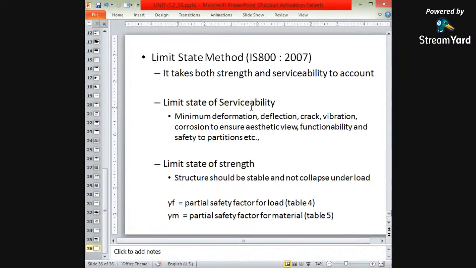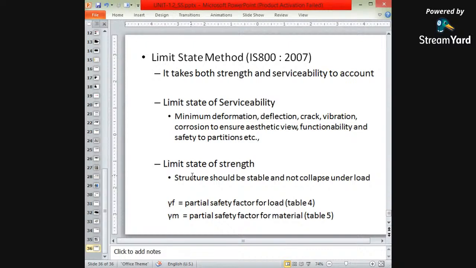Again, what is the limit state of serviceability? Minimum deformations, deflection, cracks, vibrations, corrosion, to ensure aesthetic views, functionality and safety of partitions. That means there will be minimum deflections, minimum damage, minimum cracks, minimum vibrations, minimum fractures, all of these will be kept minimum in serviceability. That means the life of the structure will be increased.